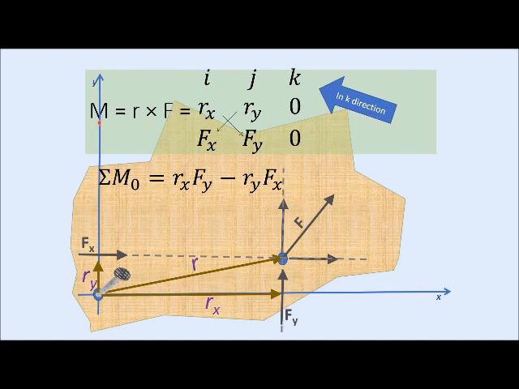So the vector for the moment is describing the axis that we're rotating around. Like the vector for a force describes which direction the force is going in, the vectors for moments that we're talking about, those vectors describe the axis we're rotating around. And in this case, we're rotating around the k-axis. It's coming straight out of the board at you.